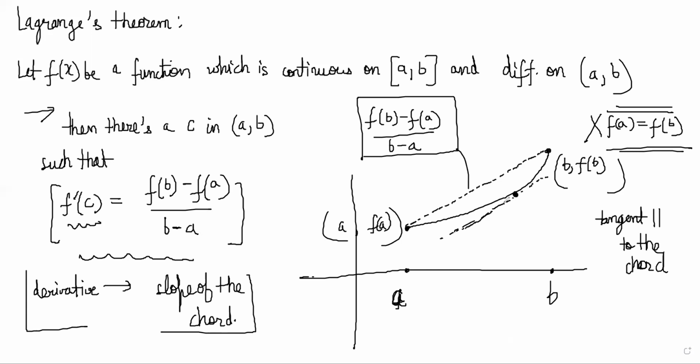I mean, why not? Why are we able to say that? There has to be some reason for that. The previous one, Rolle's theorem, you understood the reason, right? It has to turn back. So here, why is there? Why does this have to happen?